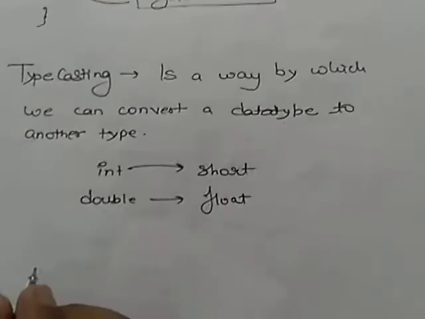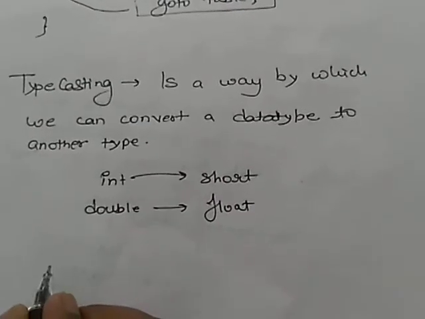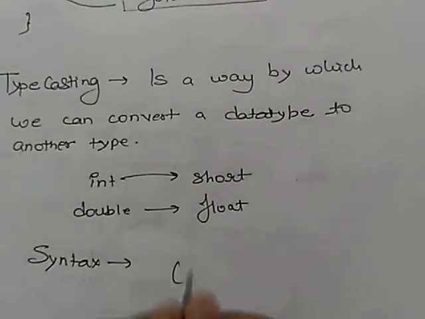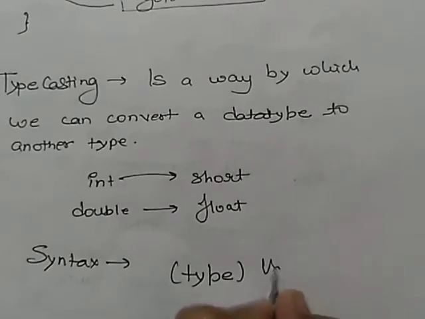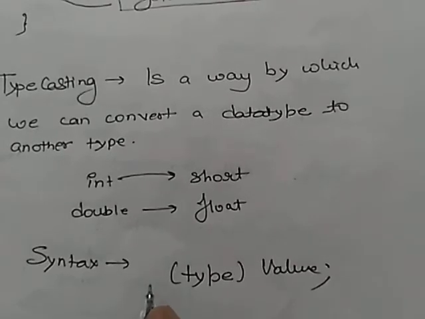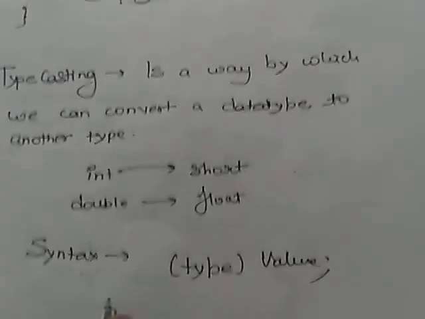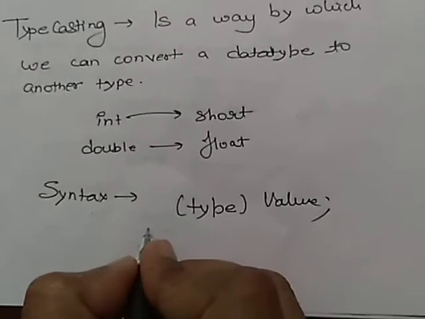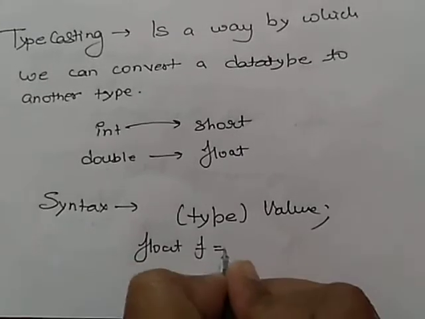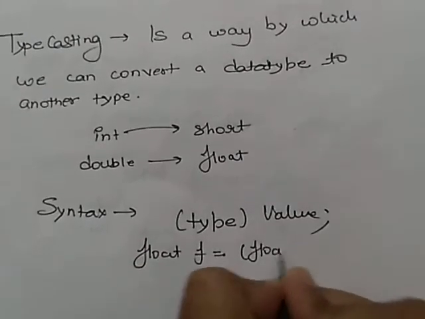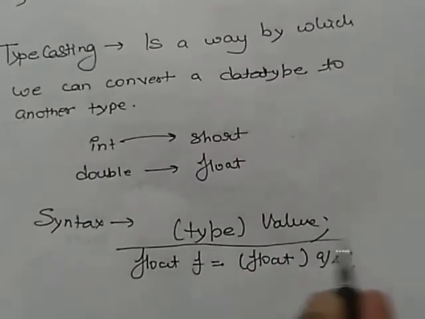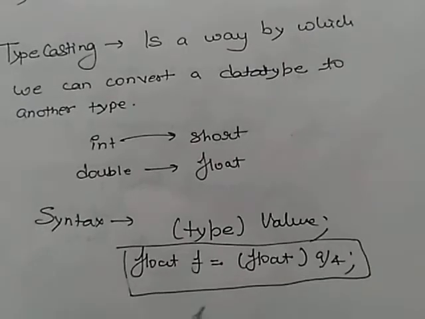Now the syntax to typecast is we have to pass the type and after that we have to give the value or expression. For example, if you want to convert a double value, for example, we have float f = (float) 9/4. So here the answer will come in float instead of double.